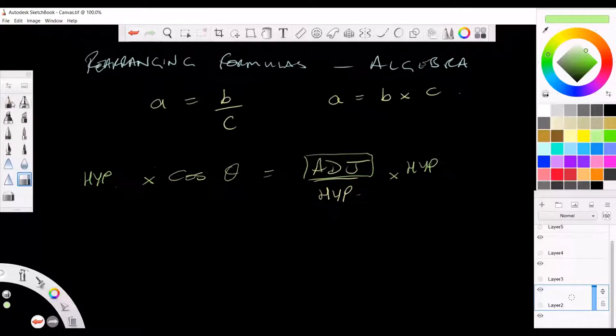Okay, so I'm going into a lot of depth on this, and probably a lot of you know this, but we're approaching a shortcut. What we've said here is that the hypotenuse multiplied by cosine of the angle is going to be the adjacent. So that's what we want. We want the adjacent on its own equals something. Now, what have we done?